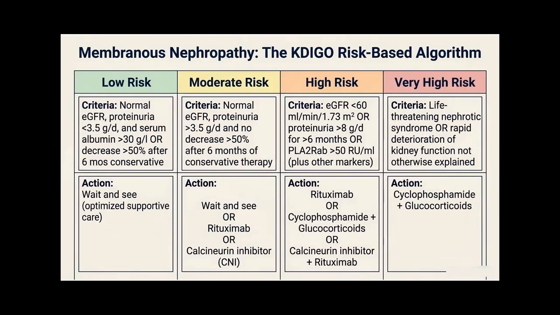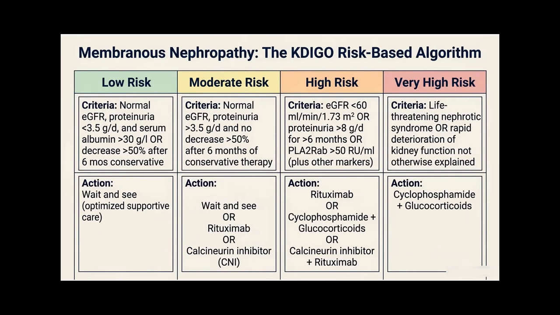Likewise, in membranous nephropathy, the treatment is no different: low risk, moderate risk, high risk, very high risk. What is low risk? Normal eGFR, proteinuria is less, serum albumin is good, and a decrease of more than 50% after 6 months of conservative therapy. Then, this is wait and watch. Here there is no treatment for low-risk people.